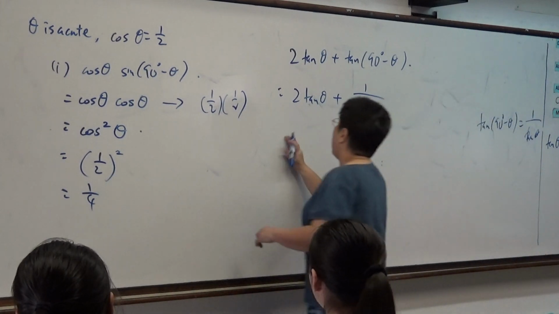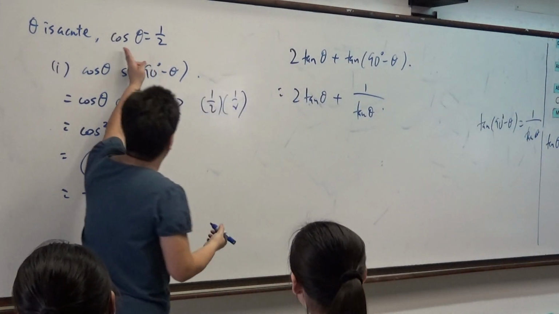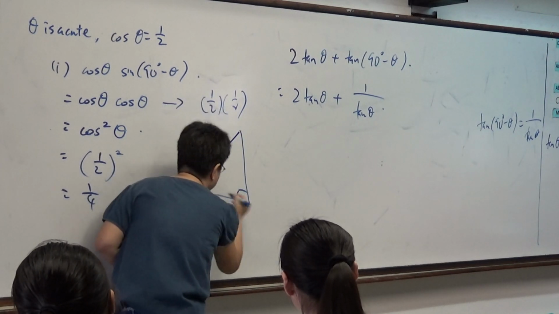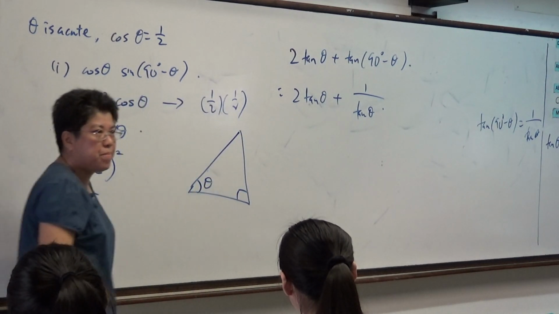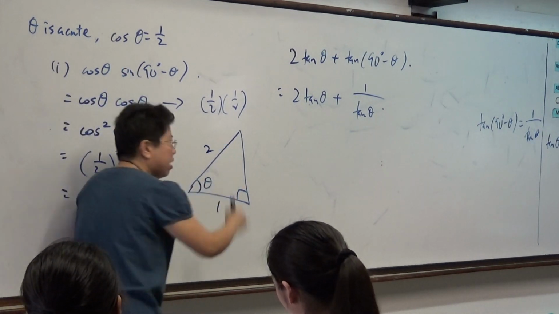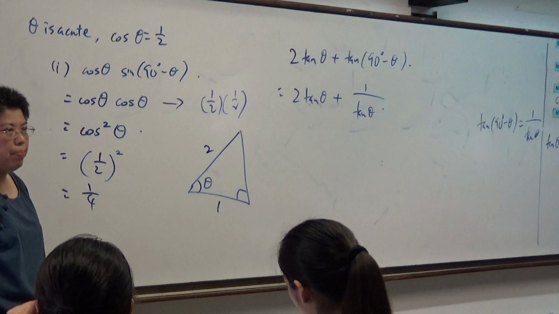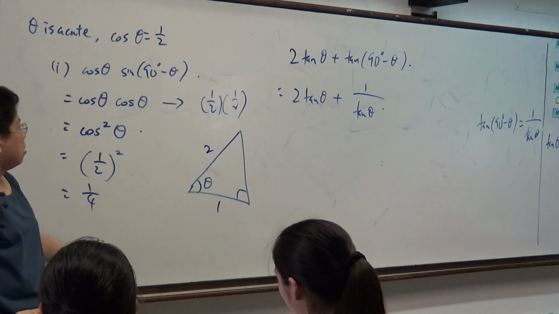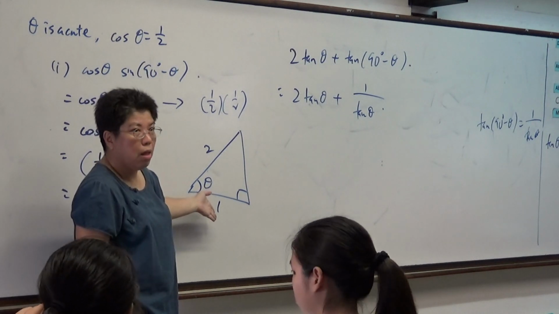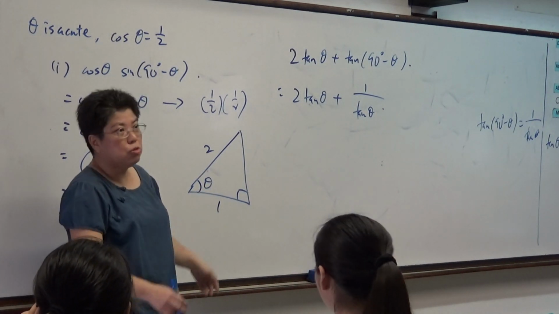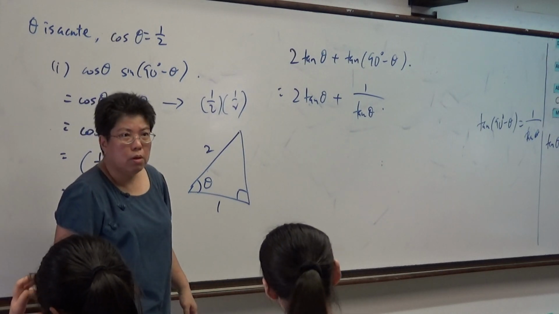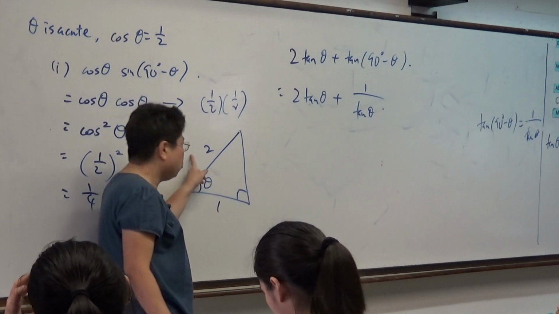So, how? No, we are not going to die. Cosine theta is half. And theta is acute. That means this is theta, right? Acute angle. Cosine is half. That means this is 1, this is 2, right? You must draw 90 degrees. Because if you draw obtuse, then you cannot get anything. Then, congratulations, you're going to fail. You understand? Right? So 1, 2, is it okay?